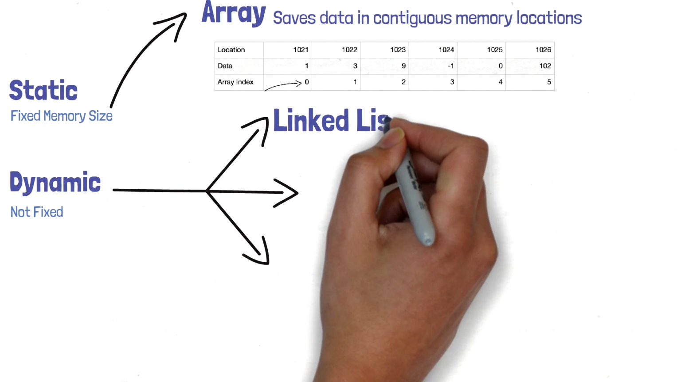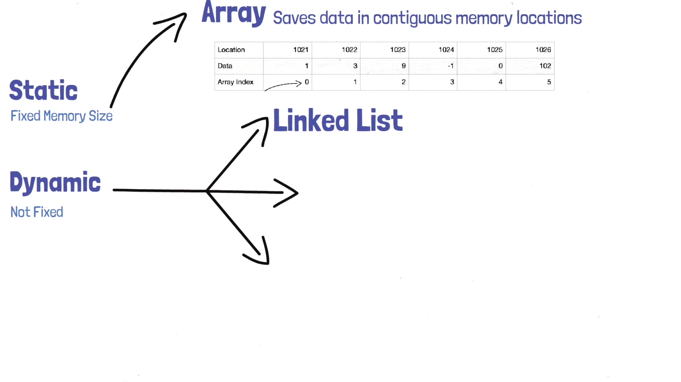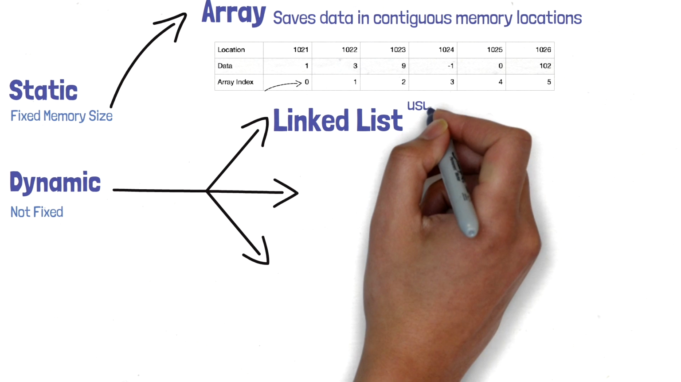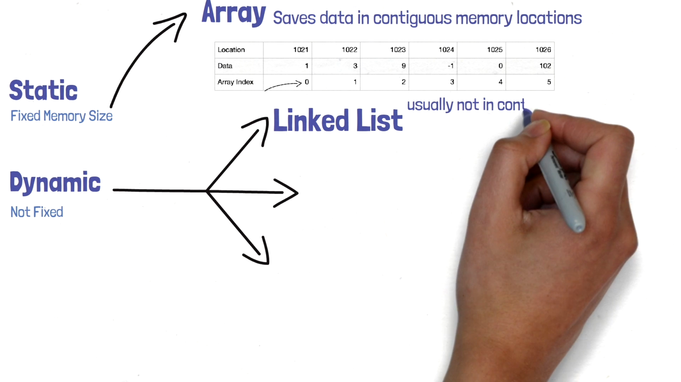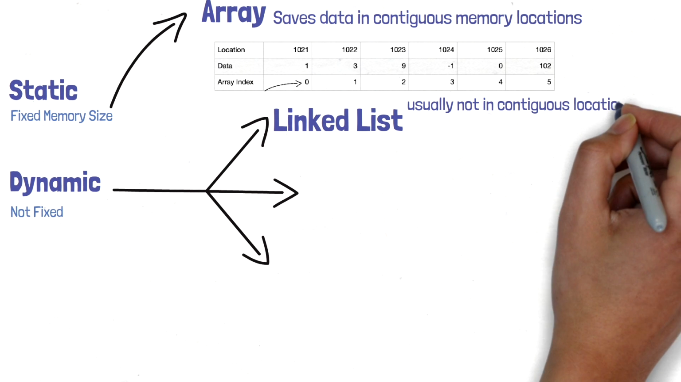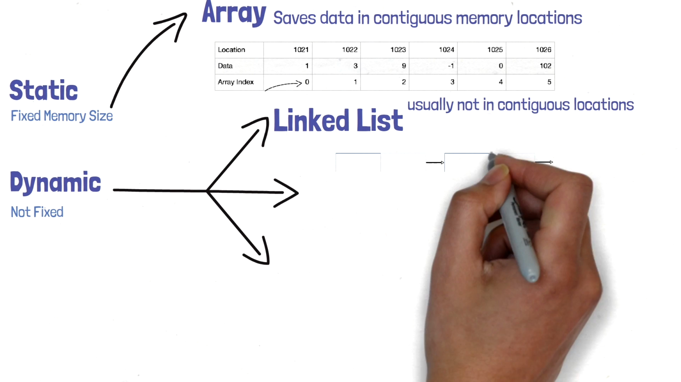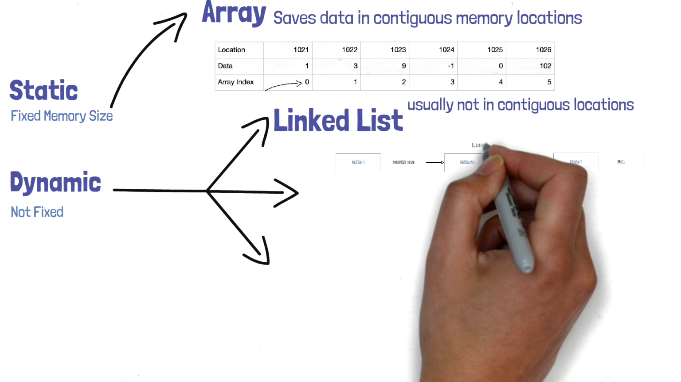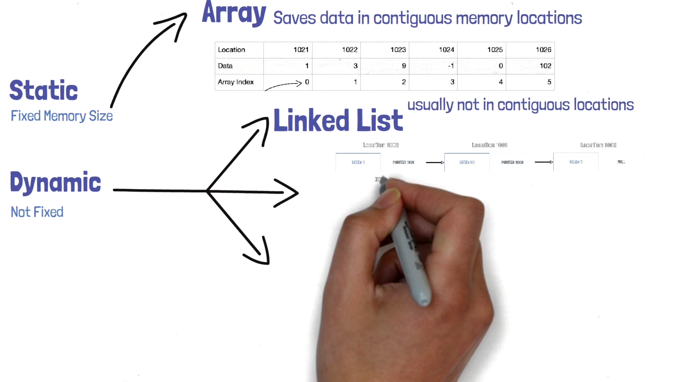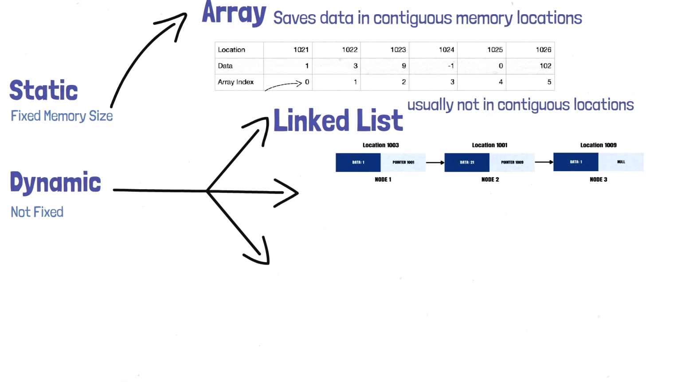The linked list, which is also a static data structure, is to some extent similar to an array, but they do have a lot of differences. Firstly, in the linked list, the elements are usually not stored in contiguous locations, and it doesn't have a fixed memory size, which is quite different from the array.